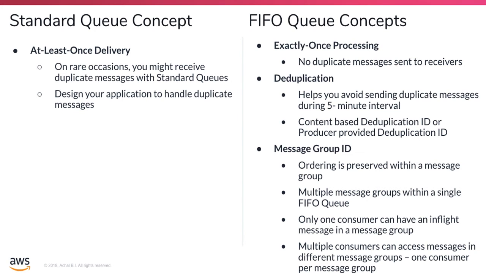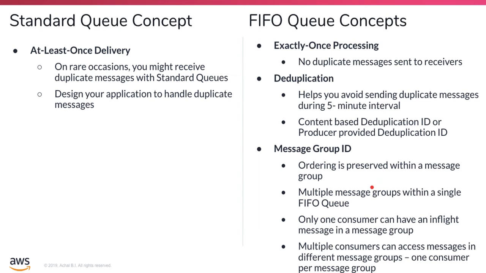So, the concepts we discussed earlier: standard gives at-least-once delivery, and FIFO gives you exactly-once processing, so there are no duplicate messages sent to the receiver. To deduplicate, it provides two different approaches: one is content-based deduplication ID, and the other is producer-provided deduplication ID. So you can set the deduplication ID within the content and as an attribute as well.